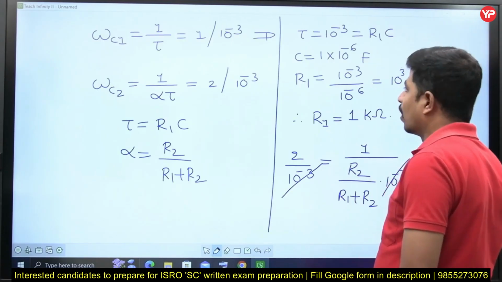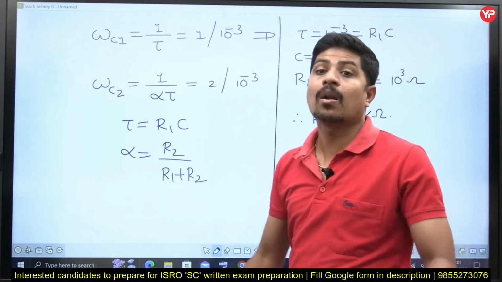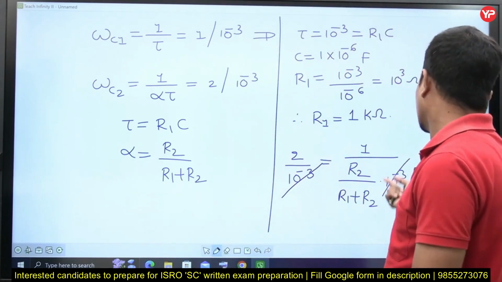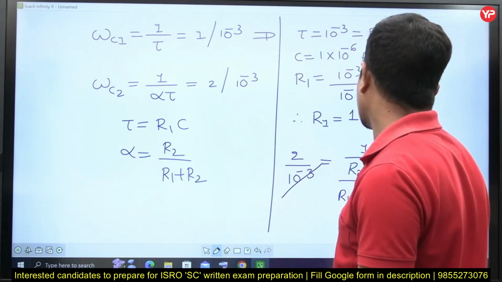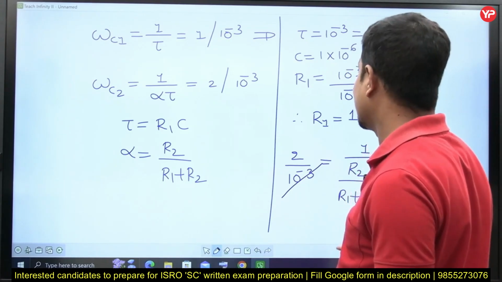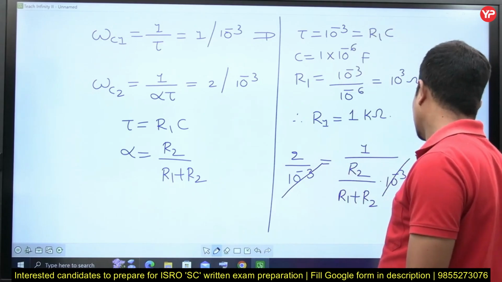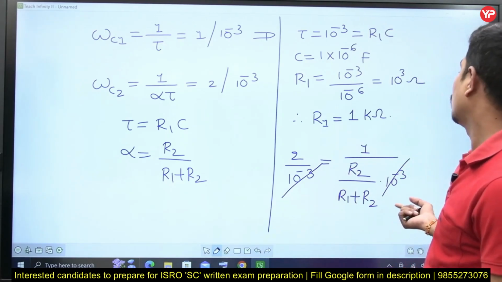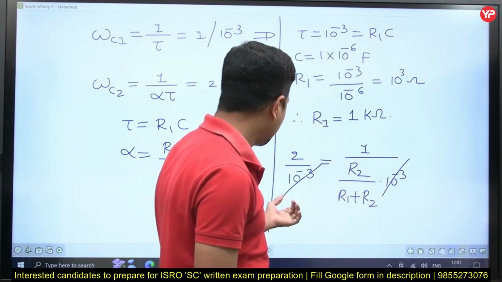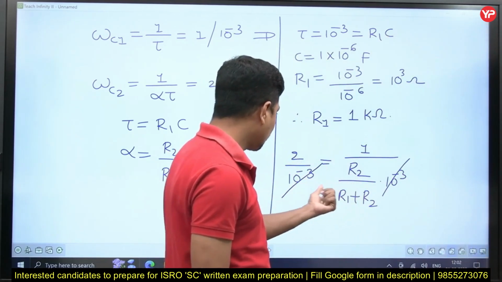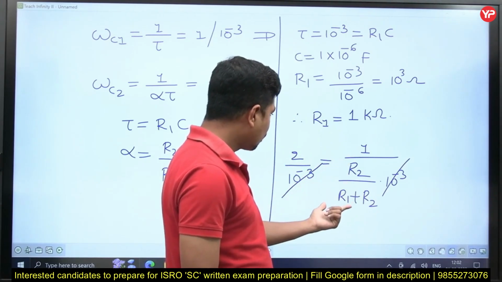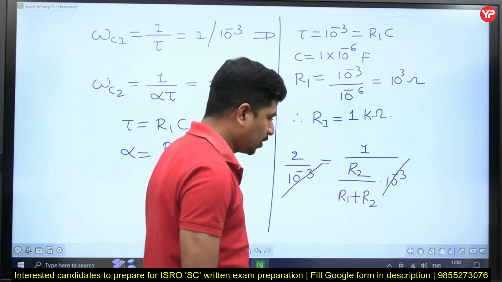That's all. But see, here the procedure and formulas are very important. See, 1 by alpha tau, where alpha is equal to R2 by R1 plus R2, and alpha is less than 1 always. So, any mistake I committed here in this calculation? Let's check. 10 to the power of minus 3, 10 to the power of minus 3 gone. I am taking the reciprocal of this one. If I take the reciprocal, it is R2 by R1 plus R2 only. Perfect, no issues.